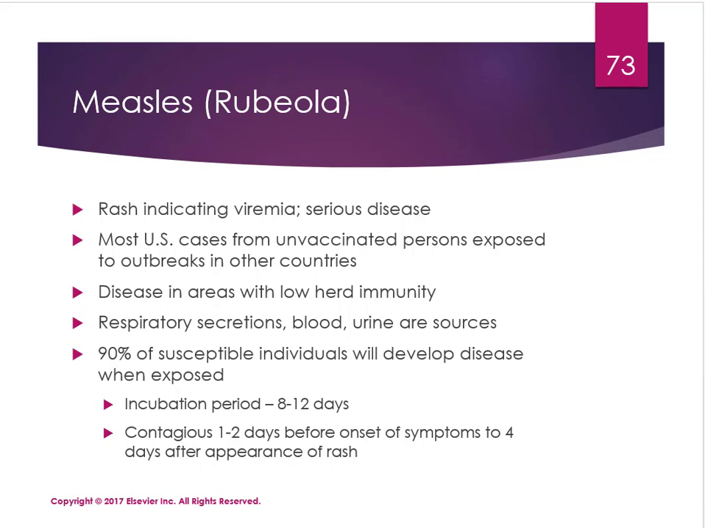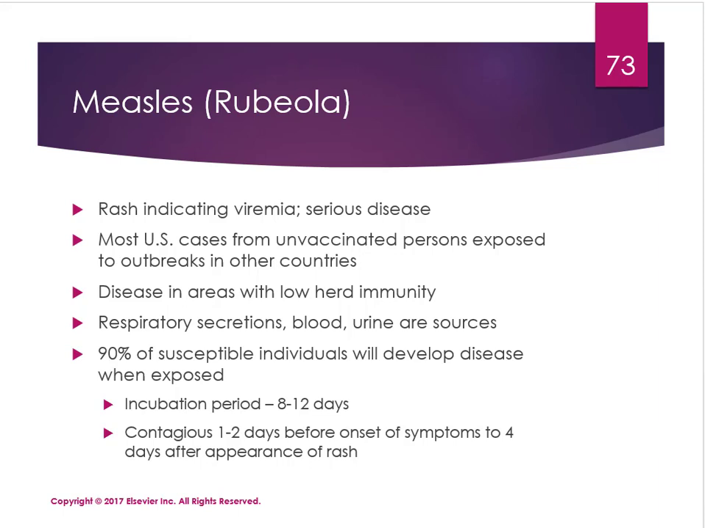So measles is caused by the morbillivirus, and it's very similar to mumps and the flu and can be a serious infection to kids. It's characterized by a rash, and this indicates viremia, which is the presence of viruses in the blood and is considered a serious disease. Most U.S. cases come from unvaccinated individuals that have been exposed to outbreaks in other countries. Worldwide, there's about 20 million people that contract the measles annually, and about 146,000 deaths are noted.